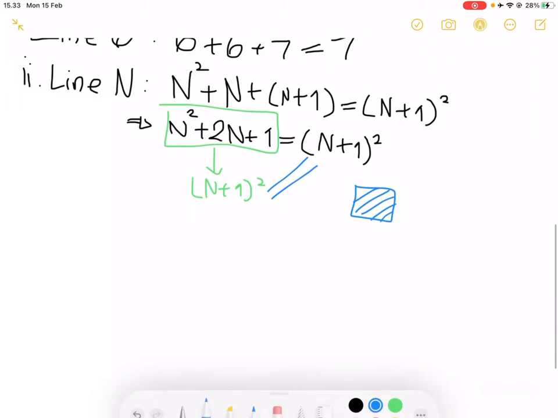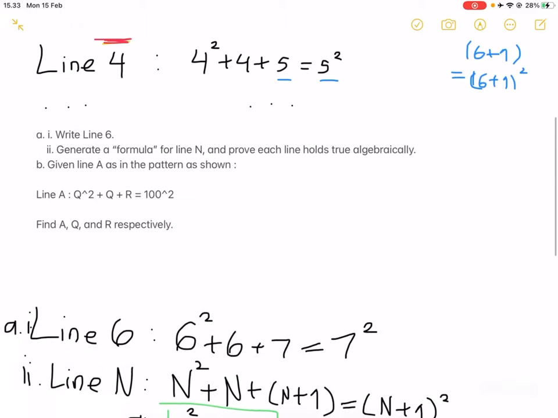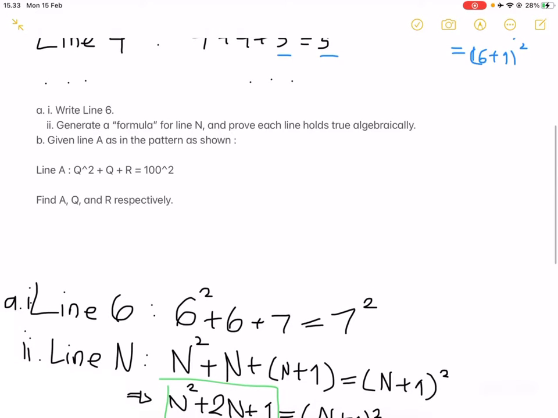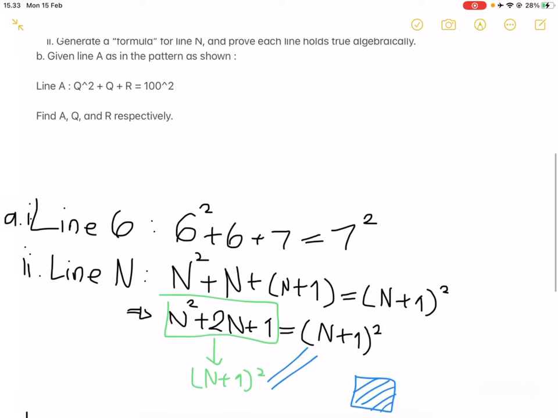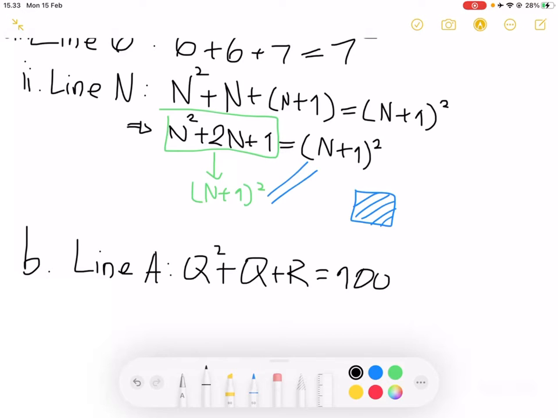Alright, so for part B, I would say is another interesting problem. Given line A as in the pattern, we have line A as q squared plus q plus r is equal to 100 squared. And from this we need to find A, Q, and R. So let's just rewrite the line first. So we have line A, q squared plus q plus r equal to 100 squared.